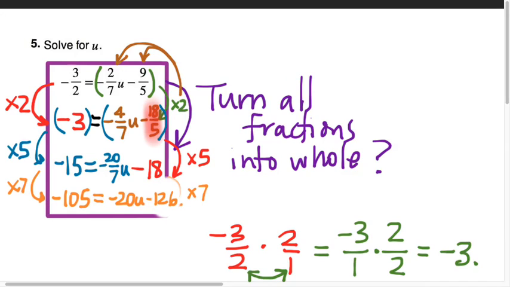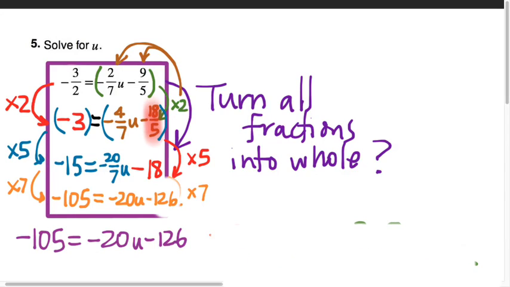And so at the end of that whole process, at the end of that mess, comes an equation which has no fractions left in it. Negative 105 equals negative 20u minus 126. And this equation will have the same solution that our original equation did, but it has only whole numbers left. And so once we get to that stage, we are prepared to reverse the order of operations, where all of our arithmetic is going to be only whole number arithmetic.